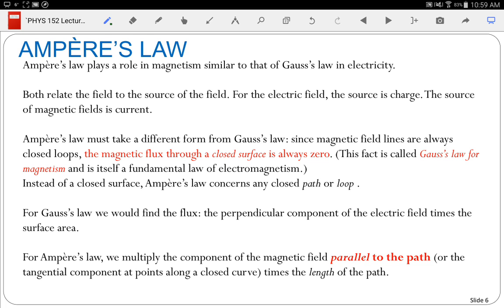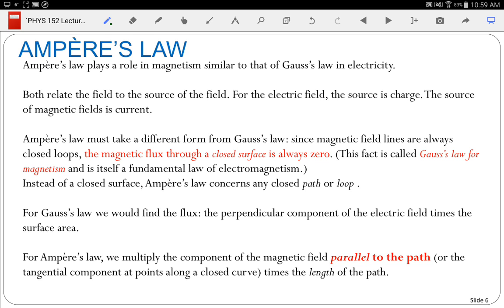And so Ørsted is the one who figured out that there is magnetism to moving charge. And then it's Ampère who came up with the equation to help us identify what is the magnetic field created by current going through a wire.